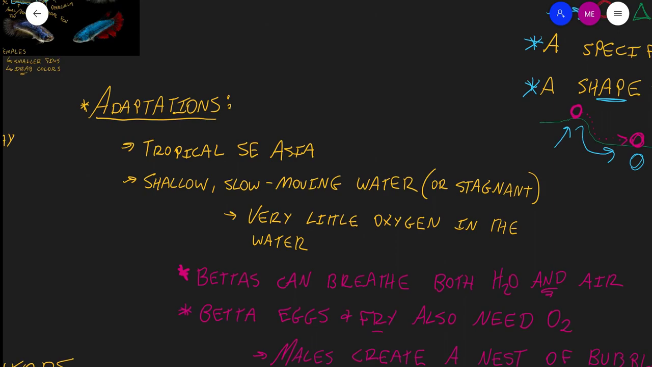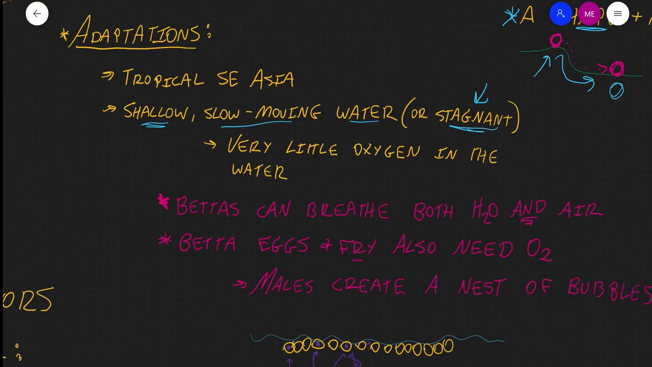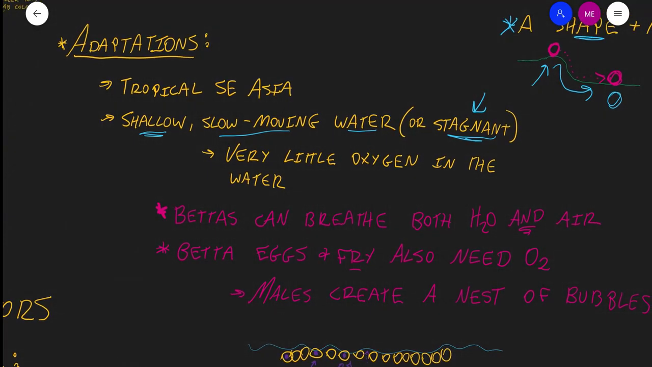So betas are native to tropical Southeast Asia, where they tend to live in very shallow, very slow-moving water, or even water that is stagnant. Stagnant water doesn't flow at all. It just sits there and gets filled with algae and muddy and gummy. What all these environments have in common is that there's very little oxygen available in the water.